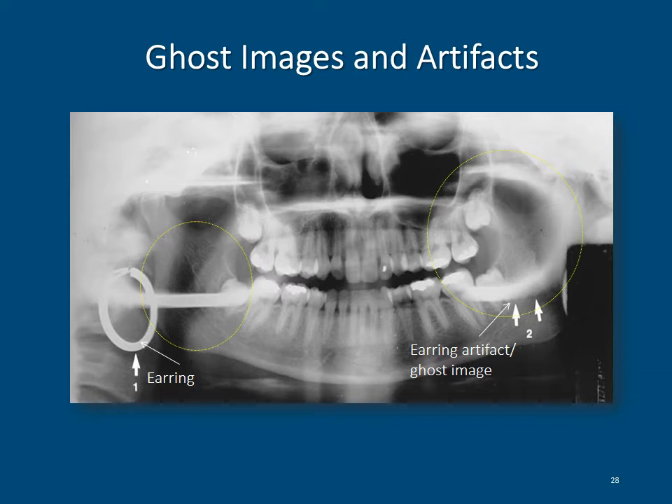You will also notice that on the right side of the patient, there is a white radiopaque line going across, which is the ghost image of the earring which was left on the patient on the left side. So in this radiographic image, we have truly ghost images on both sides, right and left, but the right side one is the most obvious.